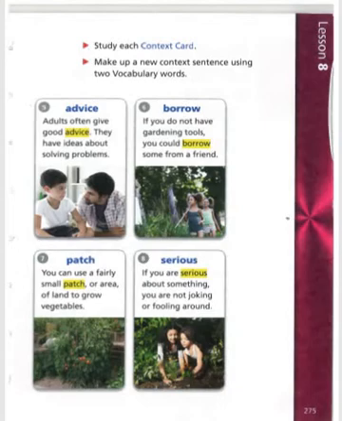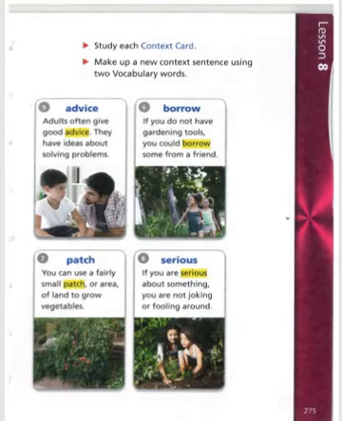Word number 6 is borrow. Borrow is a verb. It means that I'm taking something from you to use it for a while and then I'm going to return it back to you. The example that we have here: if you don't have gardening tools, you could borrow some from a friend.